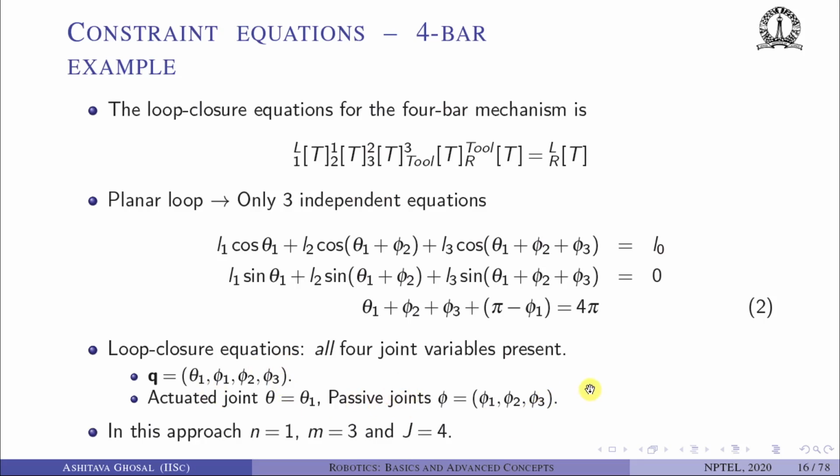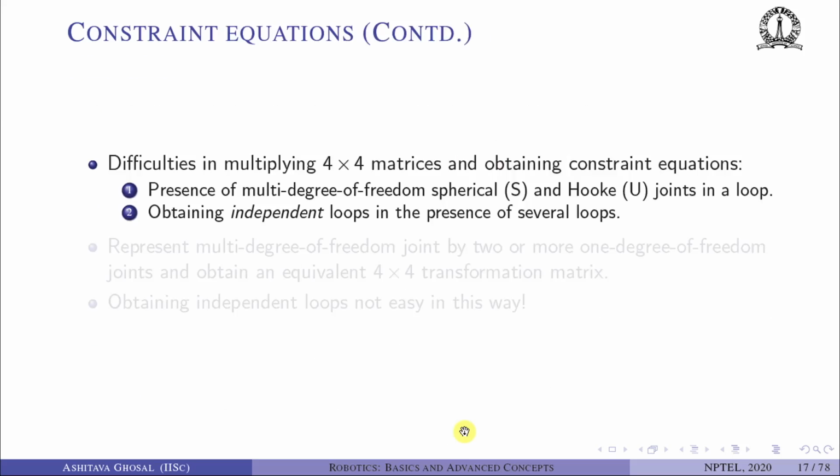So we have one actuated joint variable and three passive joint variables. Okay. So in this approach, if I break it at the joint at the coordinate system at the other end of the 4-bar, I have n equals 1, where n is the number of actuated joint variables, m is equal to 3, and the total number of joints is 4. So in this case, n plus m is equal to 4.